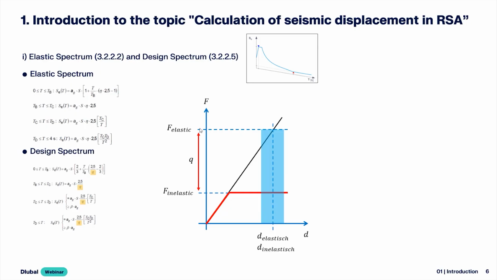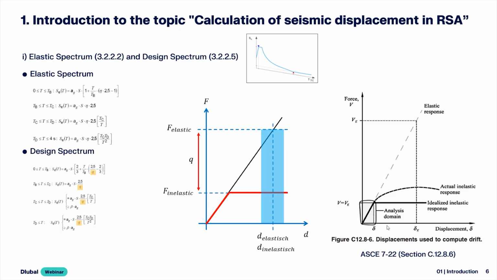And since I am using for calculation the so-called design spectrum, I'm using a reduced value of the forces that is not going to be compatible with the level of the displacement. That's the duality for the RSA analysis, and that's what this topic is about: to calculate back the real displacements.